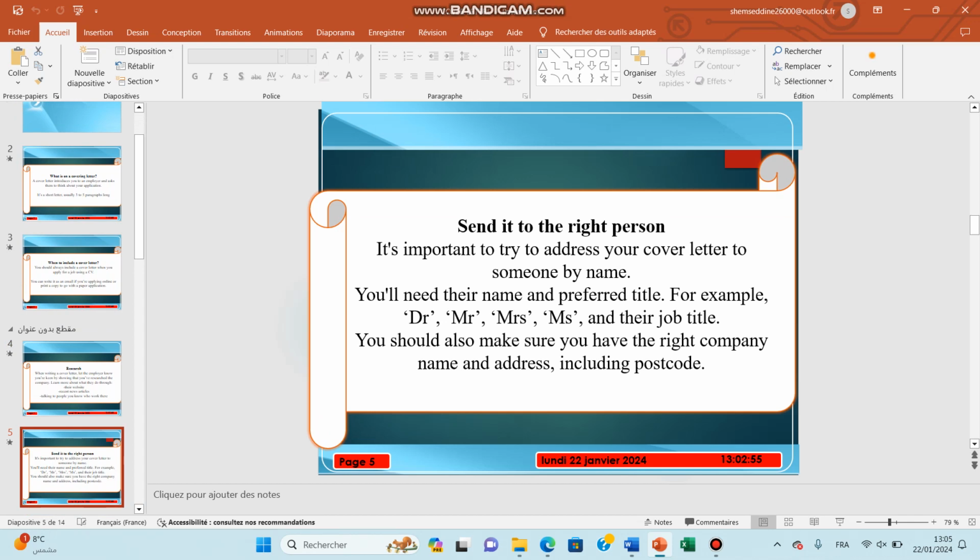Send it to the right person. It is important to try to address your cover letter to someone by name. You need their name and preferred title, for example, Doctor, Mr., Mrs., Miss, and their job title. You should also make sure you have the right company name and address, including a postcode. Postcodes like, for example, Media is 26,000, Algiers is 16,000, etc.